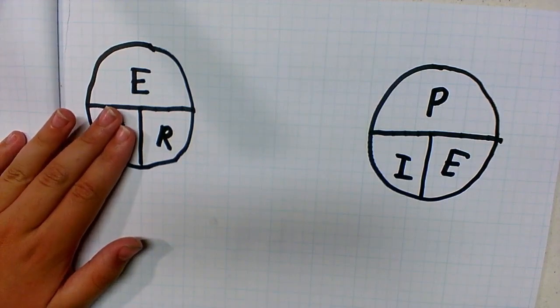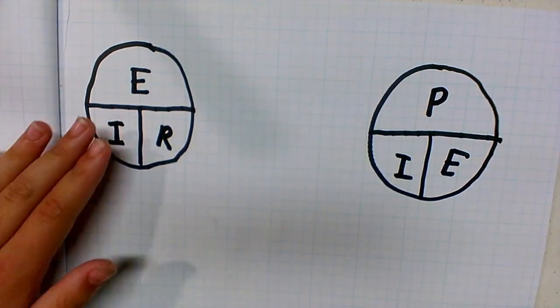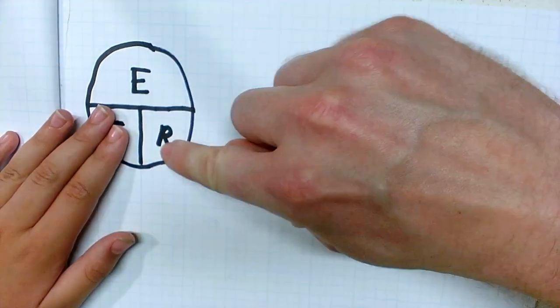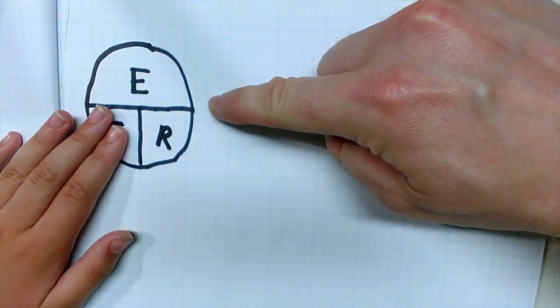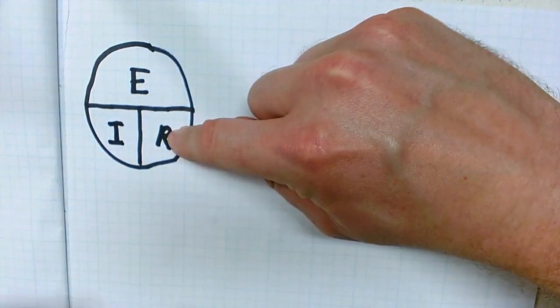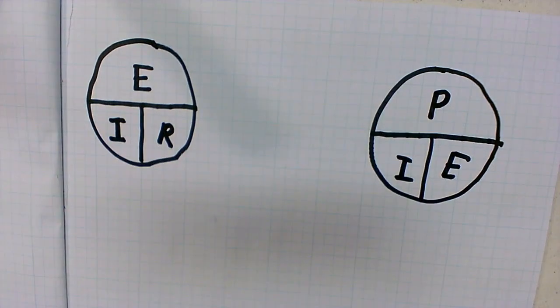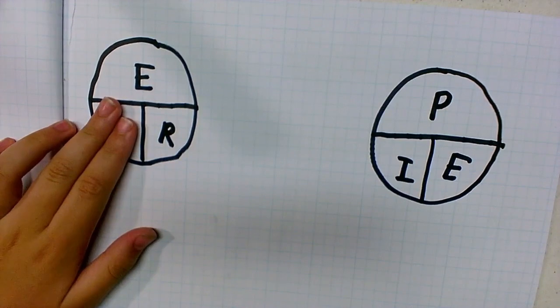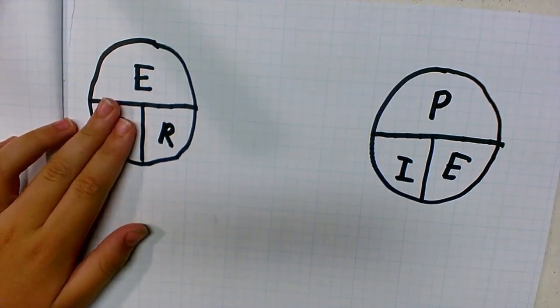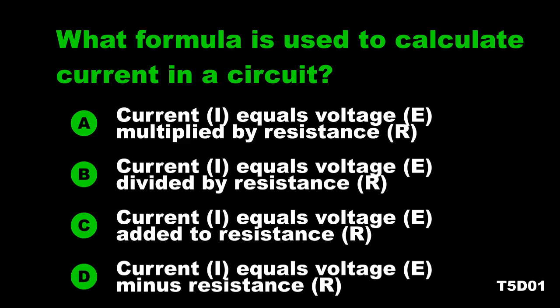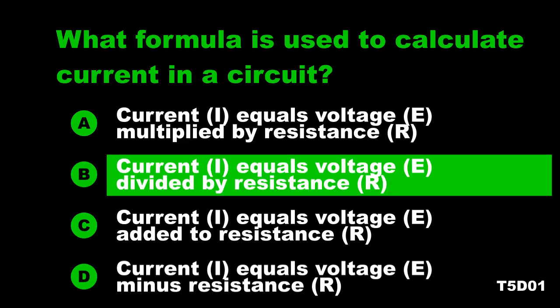Current equals. And one of the things we have to remember is that when one letter is on top of the other, we're going to divide. And if they're next to each other, we're going to multiply. So we're never adding or subtracting. So we can get rid of C and D. Which one do you think it is? Would it be divided by? Right. So letter B. Current equals voltage divided by resistance.